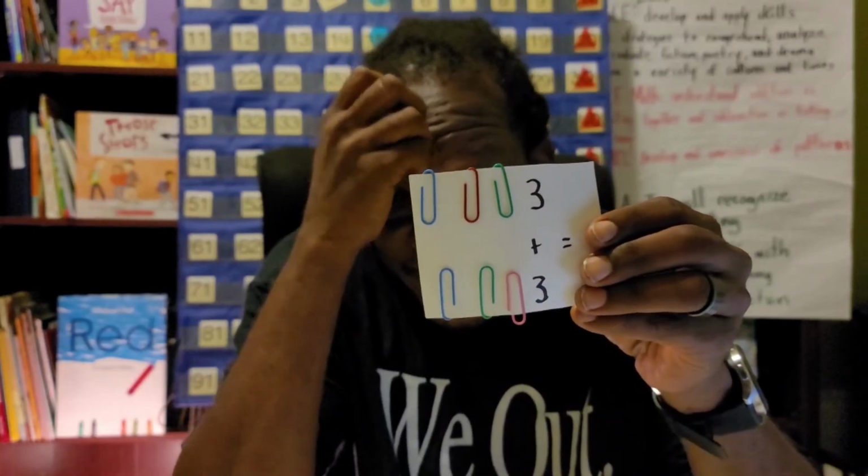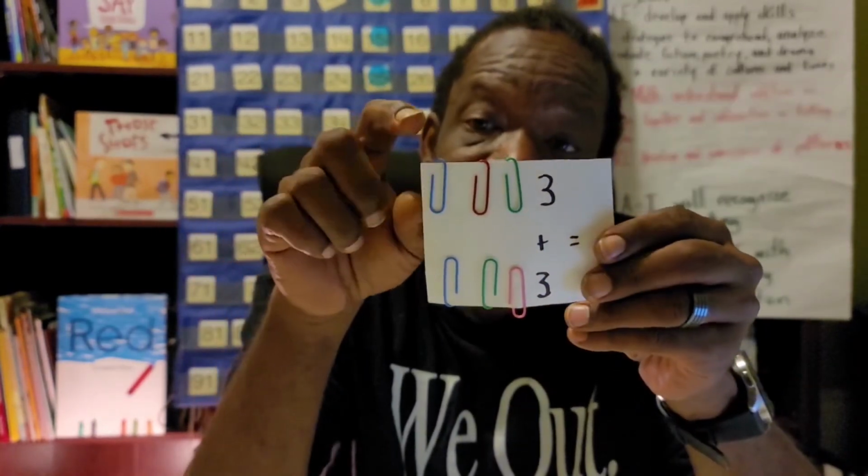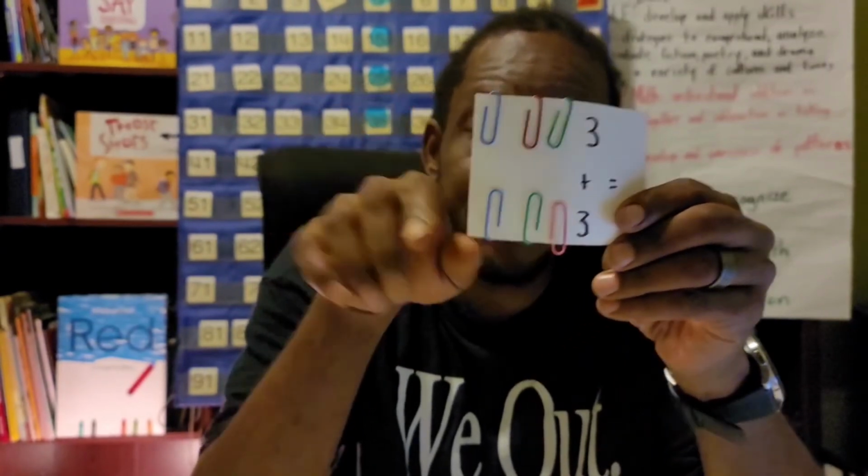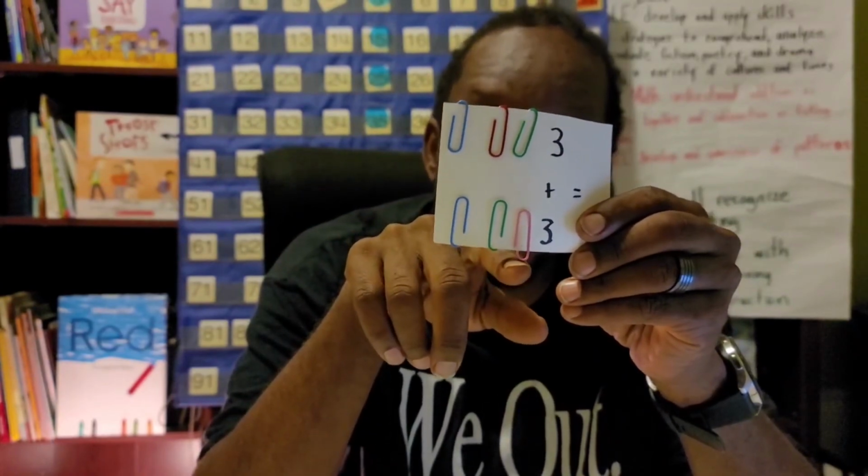Okay. Now, I have a couple math problems, some addition problems. Let's start with this one. This is an addition problem, correct? We have 1, 2, 3. So 3 plus 3 equals, let's put them together. 1, 2, 3, 4, 5, 6. So 3 plus 3 equals 6.